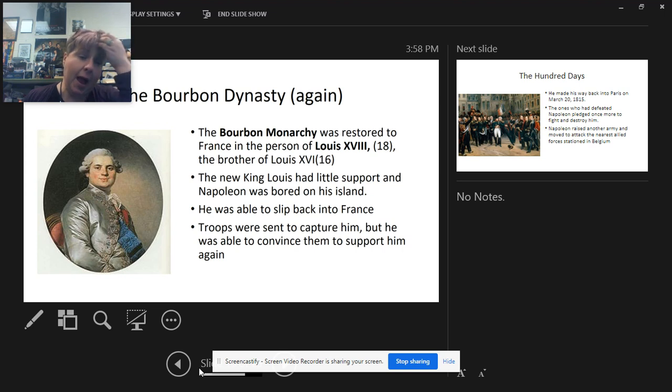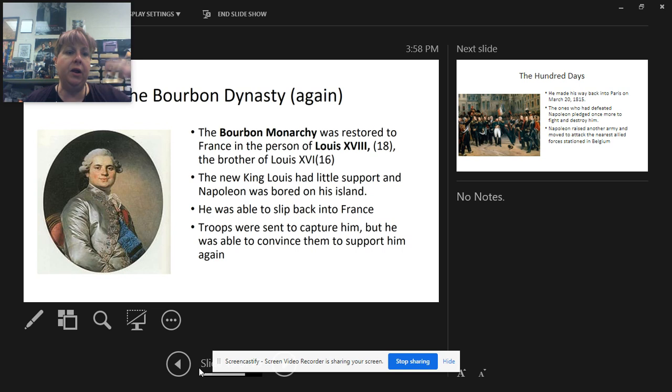And it gets back to Napoleon on Elba that there's turmoil in France, surprise, that the new leadership is incompetent, surprise. He's bored, and so he escapes. And he picks up supporters on his way, and he's able to slip back into France, and he's able to get back into Paris.